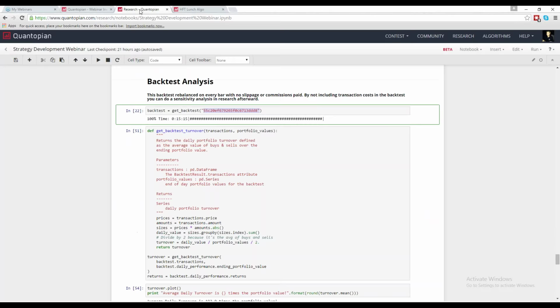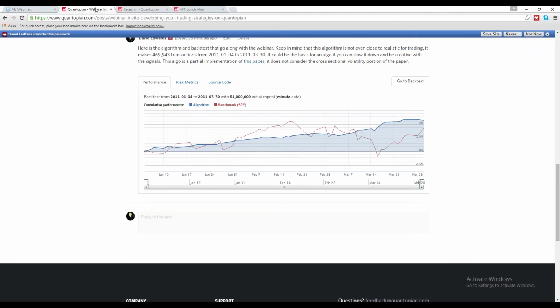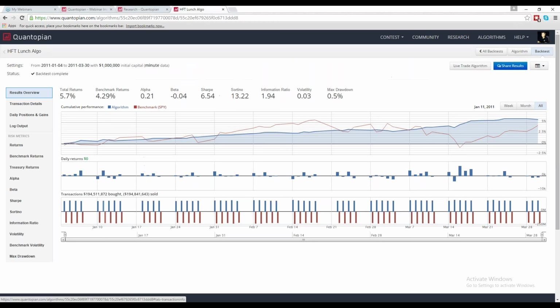Okay, well, long story short is that I assumed no slippage and no transaction costs in this backtest, which is why it looks like it does fairly well, Sharpe up near the 7 range, which is really solid if you're actually getting your executions. Next to no volatility, next to no drawdown, all well and good.